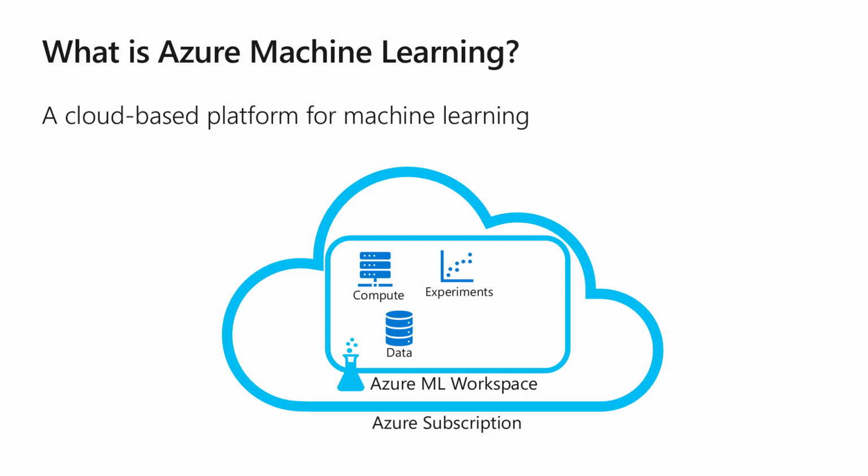And often those experiments are actually used to train machine learning models. So we can take the model, which is the output from the experiment, and we can register that and manage that in our workspace. And when we're ready to use those models in applications, we can publish them as services that can be accessed over HTTP connections.